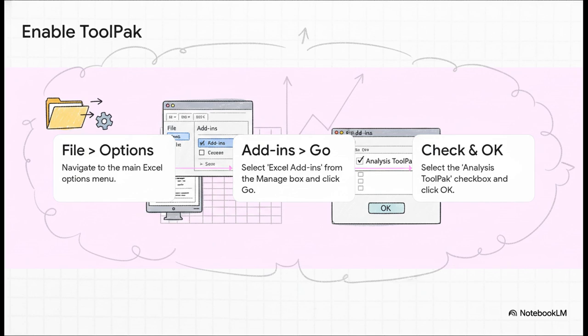First, you're going to click on File, then go all the way down and click on Options. A new window will pop up. On the left side, find and click Add-ins. Now, look down at the very bottom where it says Manage. Just make sure Excel add-ins is selected in that box and click Go. And I promise, one last little window. Just find Analysis Tool Pack, check the box next to it, and hit OK. And boom, you've just unlocked a new superpower in Excel.